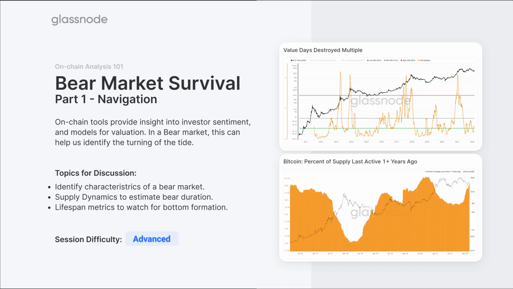Now, for all of the metrics we cover today, they are going to be advanced. So anybody with an advanced subscription to Glassnode will be able to access all of these tools. We'll be doing this for all of these bear market modules, trying to give everybody access to the tools that they need and keeping all of the advanced level tools that most people have access to front and center.